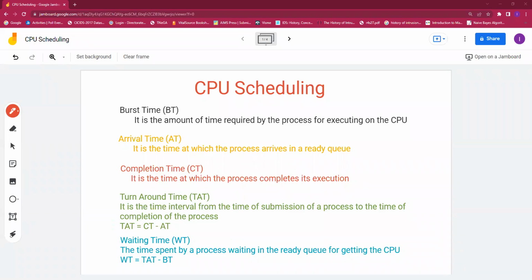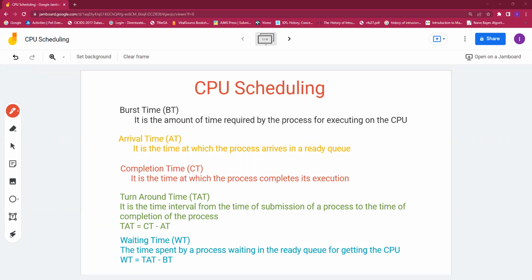Hi, in this video, we'll be seeing about the CPU scheduling algorithms. Before getting into detail about the CPU scheduling algorithm, we will see what CPU scheduling is. CPU scheduling is a process of determining which process will own the CPU for execution.